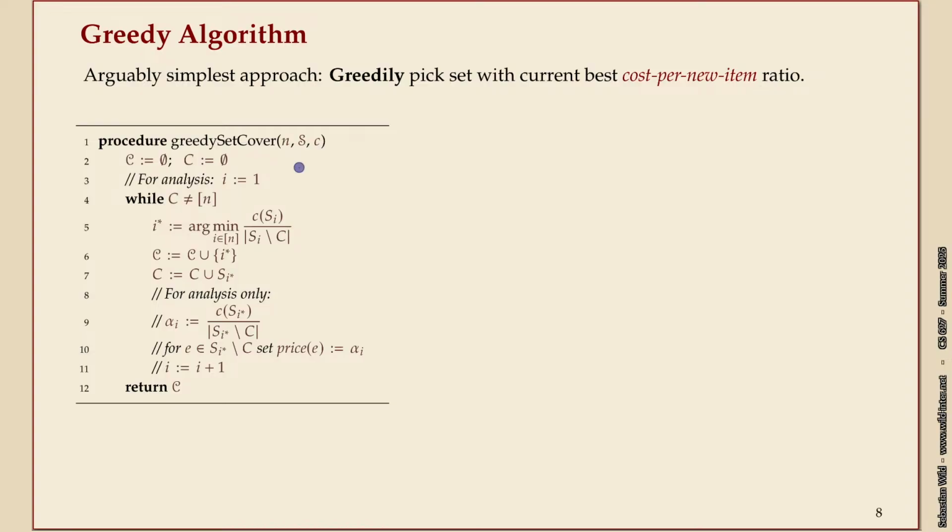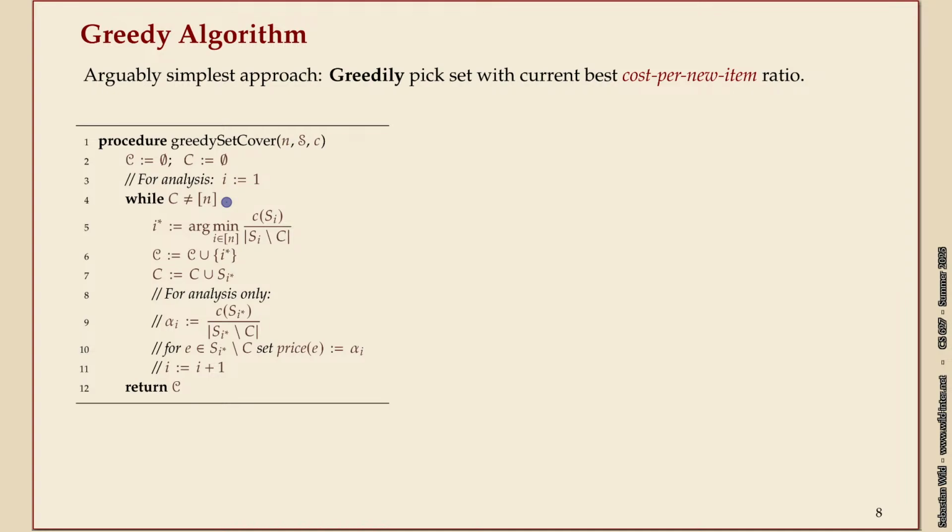So a formal way to greedily pick always the next best set in terms of the cost per new item ratio is spelled out here. We start with having nothing covered. C is the elements that we have already covered, and curly C is the indices of the sets that we used for that. So at the end, the curly C is the actual solution, but we need to keep track of how many elements we still have to cover.